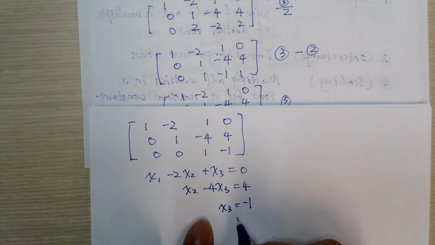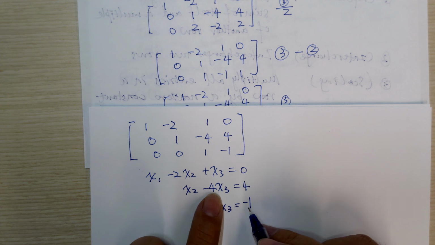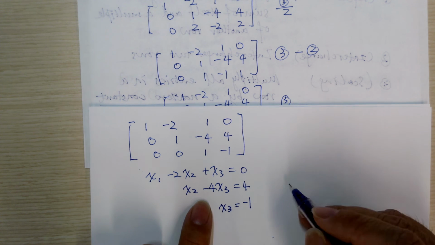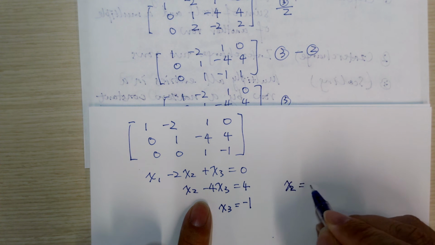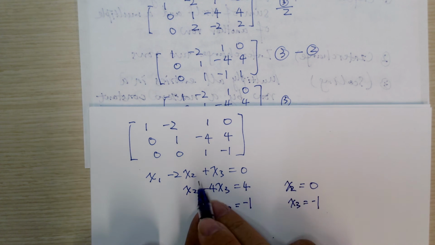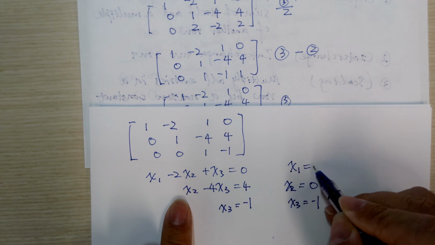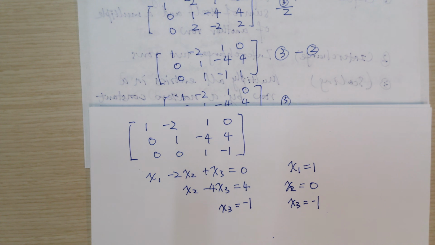If we plug x3 into the second equation, negative 4 times negative 1 becomes positive 4. So it's x2 plus 4 equals 4, and you can derive that x2 equals 0. Then if you plug in x2 is 0 and x3 is negative 1, you derive that x1 equals 1. So this is one of the examples we can see.